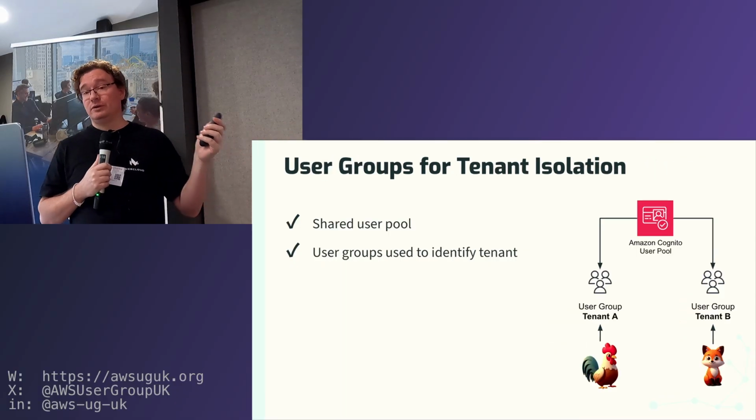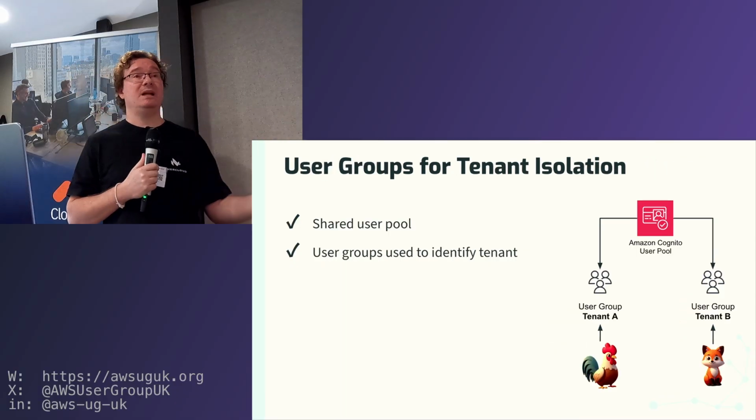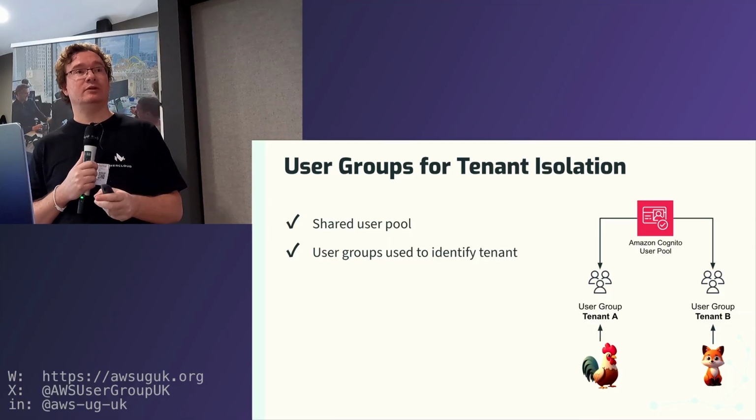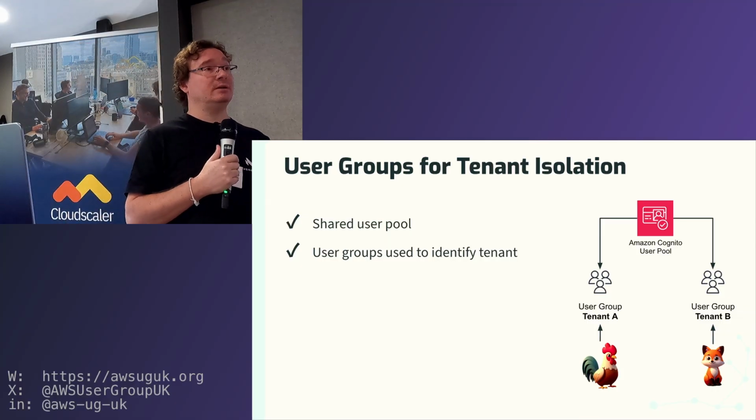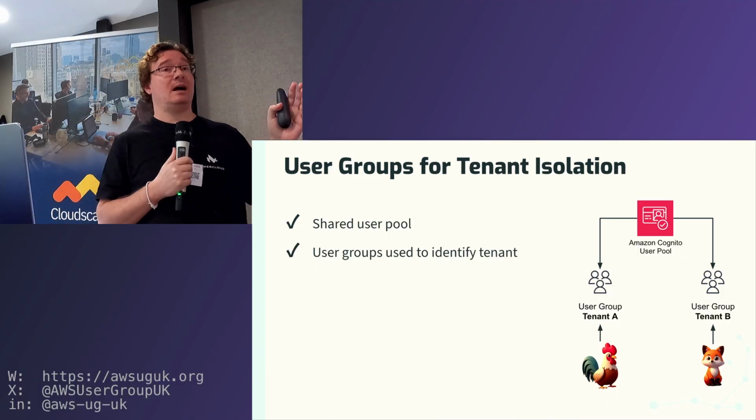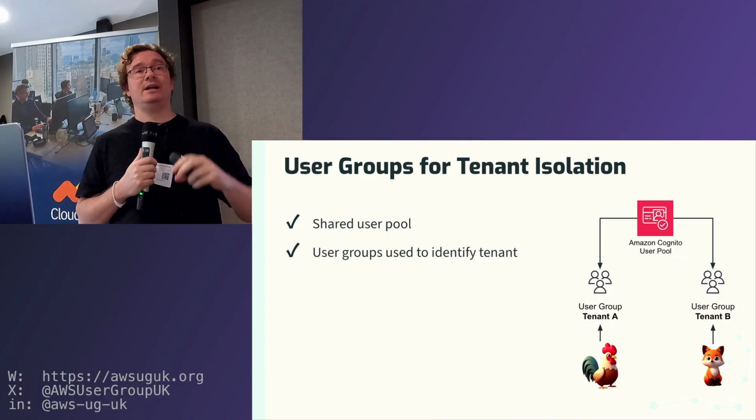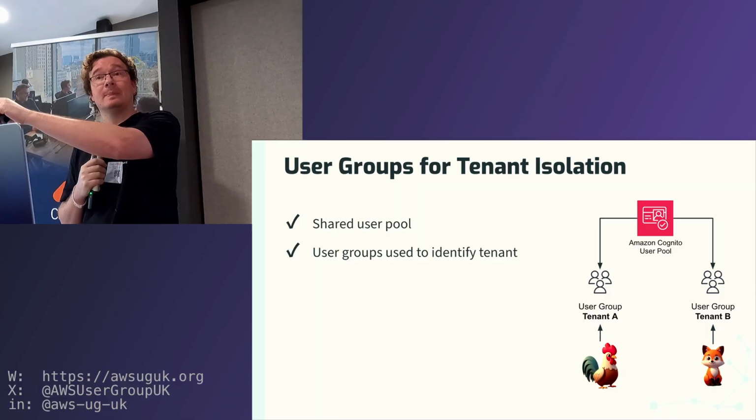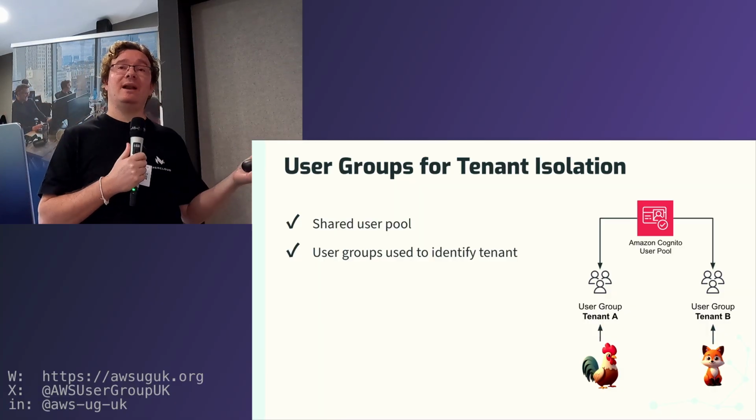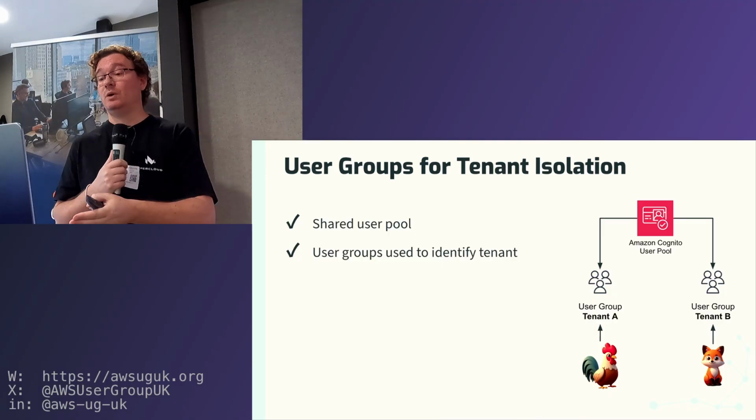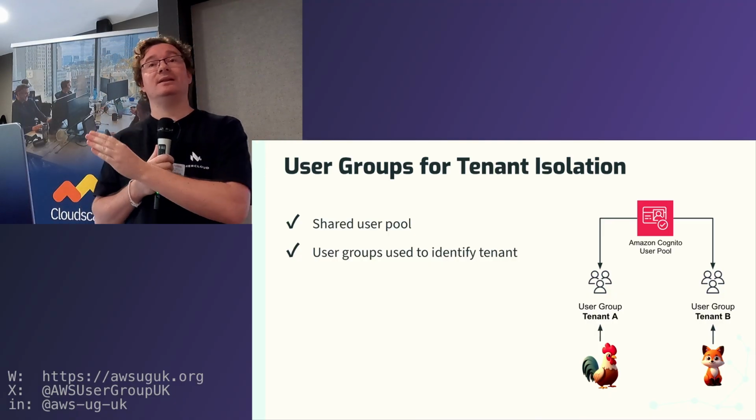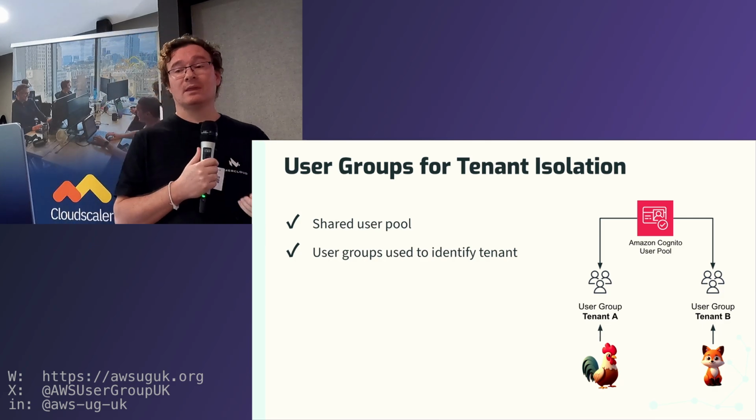The second approach is a bit more flexible, by using user groups. Each user group inside the Cognito pool represents a tenant. So we assign users to those groups, and this is how we differentiate. This is a bit more flexible than the previous one, because it allows us to have one user in more than one tenant at the same time in our application.